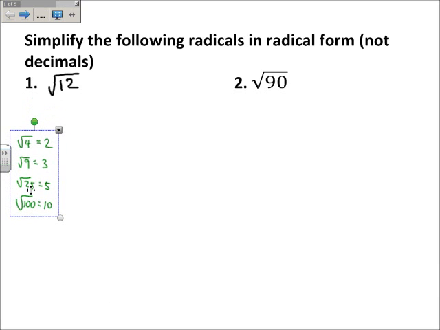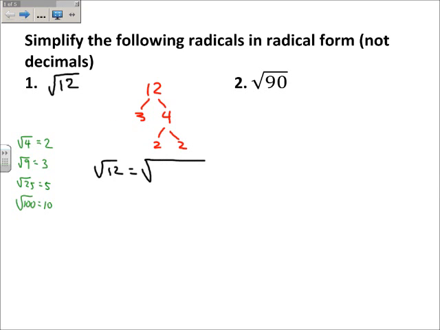So I will take 12 and make a factor tree with it. 12 is, let's see here, 3 times 4. And 4 is 2 times 2. Now, whichever factors you choose, you should still get 3, 2, and 2. So the square root of 12 is equal to the square root of 2 times 2 times 3. Now, since I have a pair here, the 2 and the 2, it gives me a perfect square. So I'm going to write this as 4 times 3.